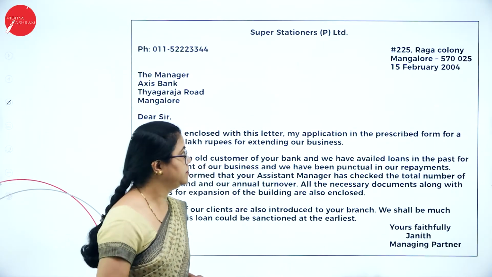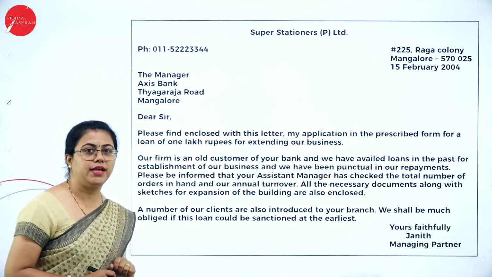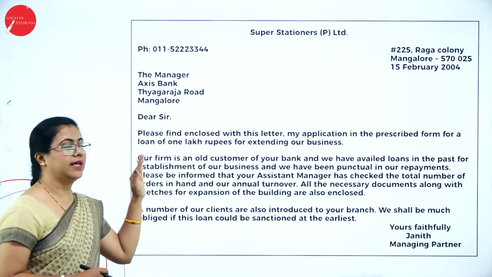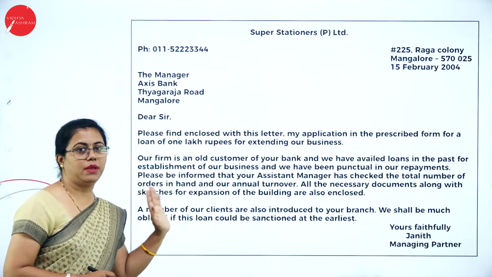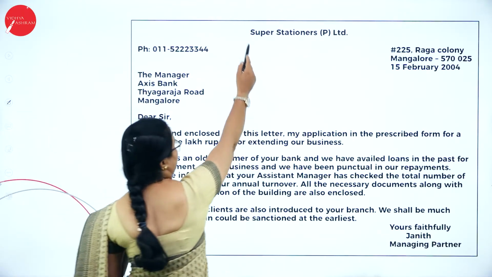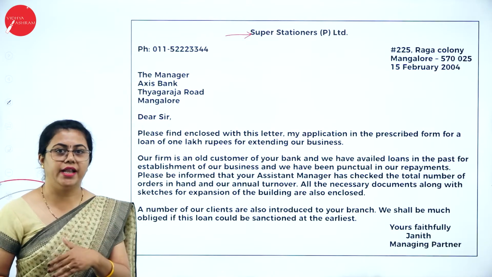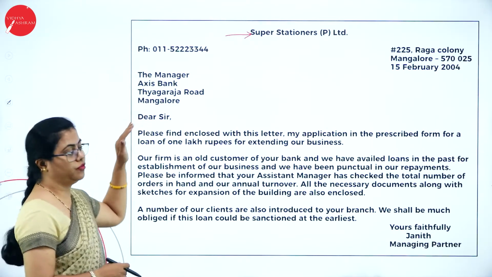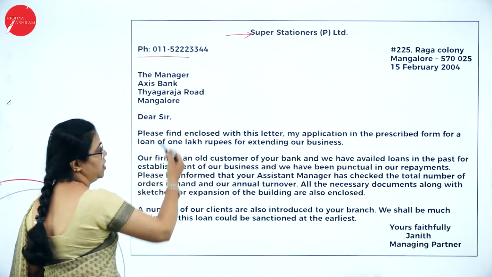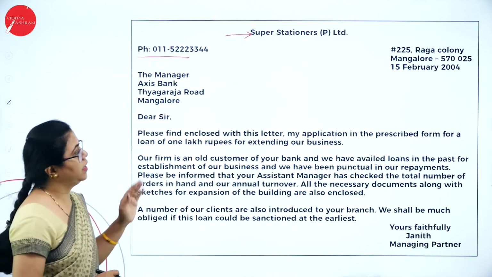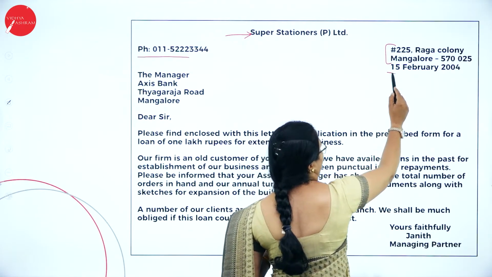How is it written? Here you can see this is written by Super Stationers Private Limited. You can consider this as a letterhead, or you can consider it as a letter written on plain paper. First comes the name of the institution, as I told you, the company which is writing the letter. Then comes the phone number, as we saw. Then on the right part, you have the contact address.